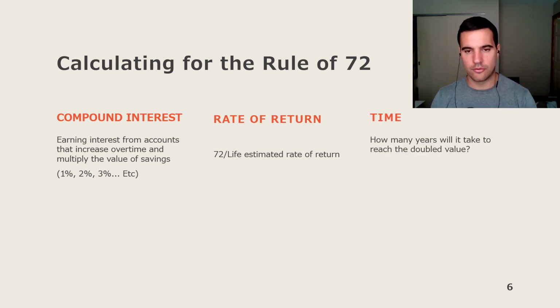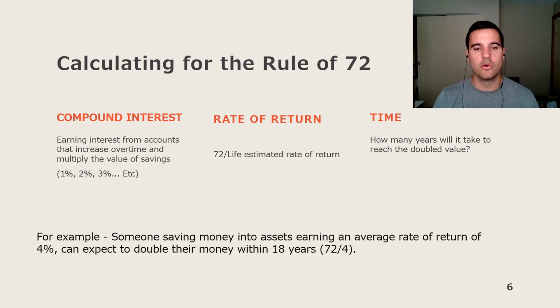The result will be how many years it will take to reach the doubled value. For example, someone saving money into assets earning an average rate of return of 4% can expect to double their money within 18 years. We get that by dividing 72 by 4. So if we keep saving and we're earning a steady rate of return of 4%, we will double our money in 18 years. And that's pretty low. In investments, we can get that much higher if we're saving and adding to it and reinvesting our income, reinvesting our dividends, and reinvesting capital gains, etc.